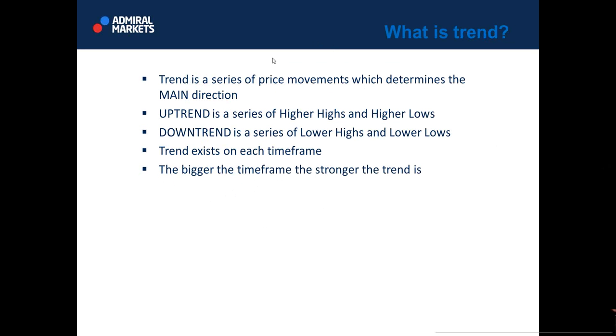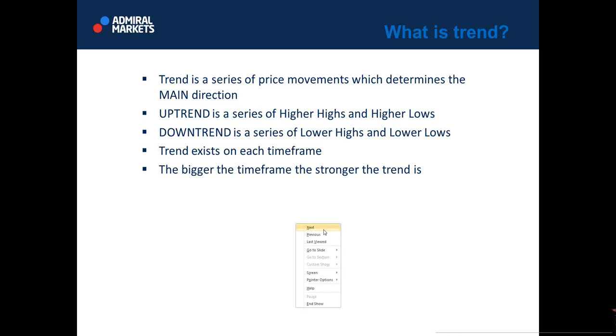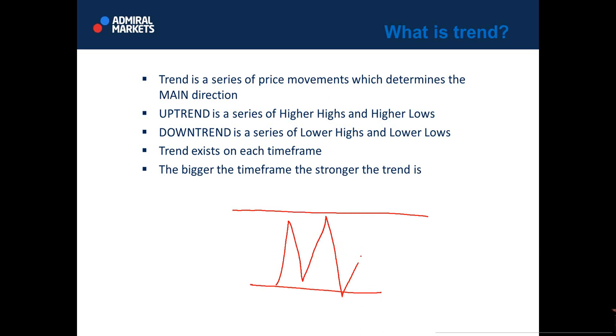So, what is a trend? The trend is a series of price movements which determines the main direction. So, if you want to find best moving pairs, you generally want to avoid this kind of movement.